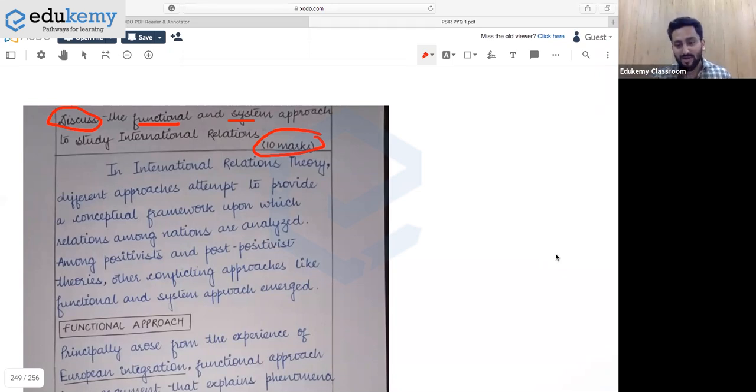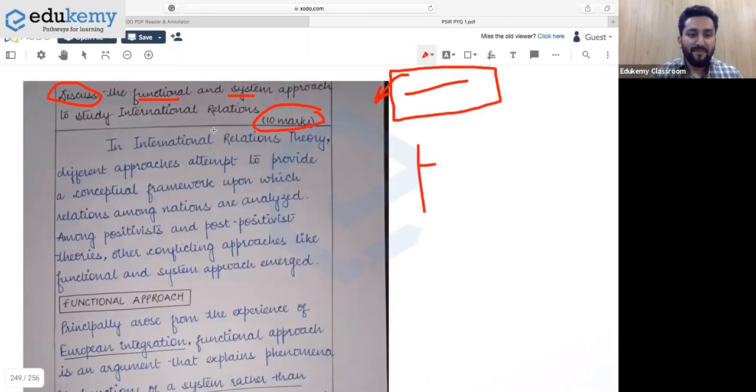Emergence of various approaches, utility of functional and system application of IR, approaches of IR. Okay. In international relations theory, different approaches attempt to provide a conceptual framework upon which relations among nations are analyzed. This is exactly what is needed in this answer when it comes to introduction.